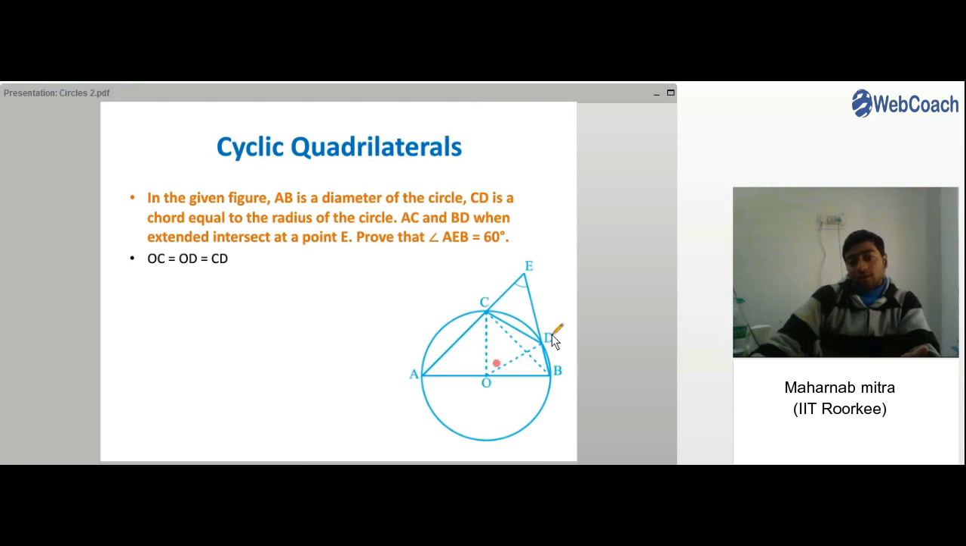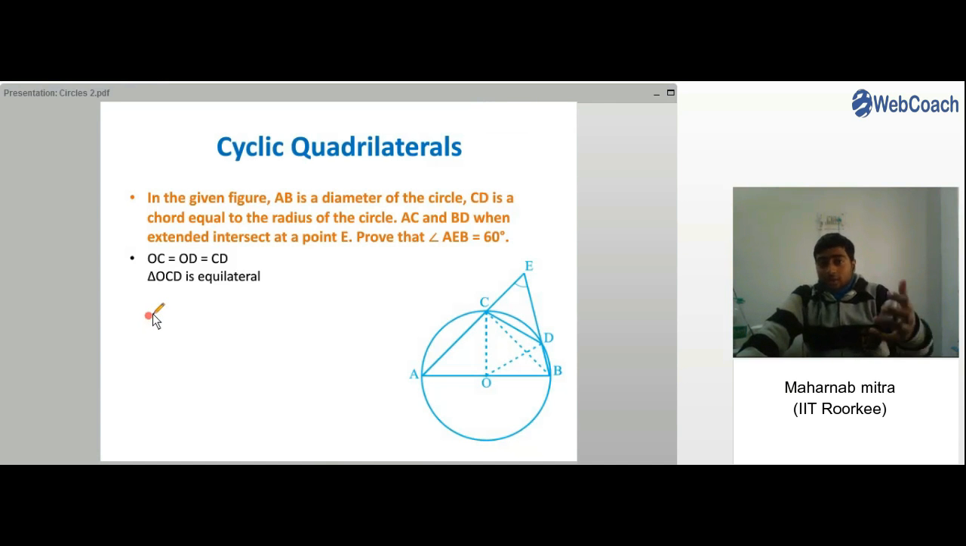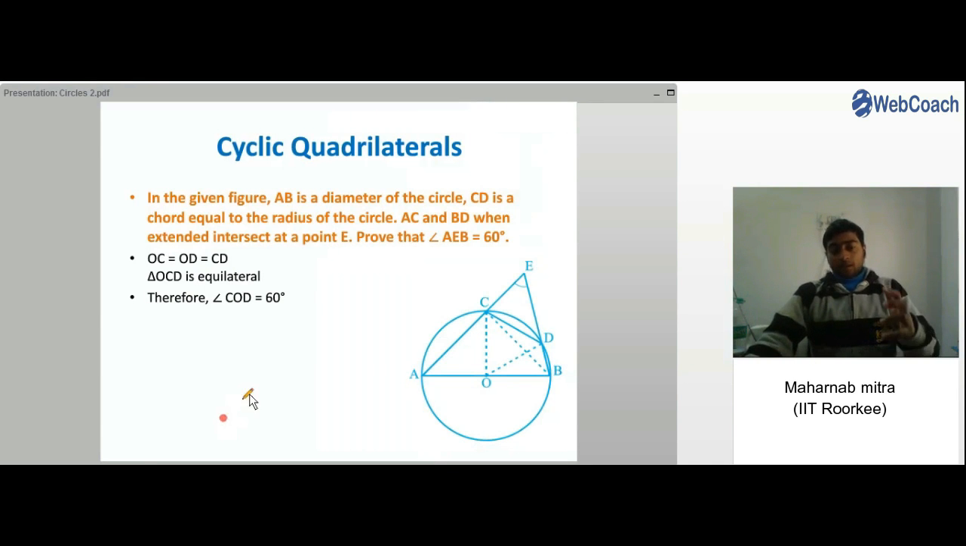So first let us consider OC and OD. You can see OC and OD are the radius of the circle and they are equal, and also CD is given as equal to the radius of the circle, or OC equals OD equals CD. The three sides of the triangle OCD are equal. Therefore we can say triangle OCD is equilateral, so all of the angles must be 60 degrees. Therefore angle COD must be 60 degrees, as any angle of an equilateral triangle is 60 degrees.